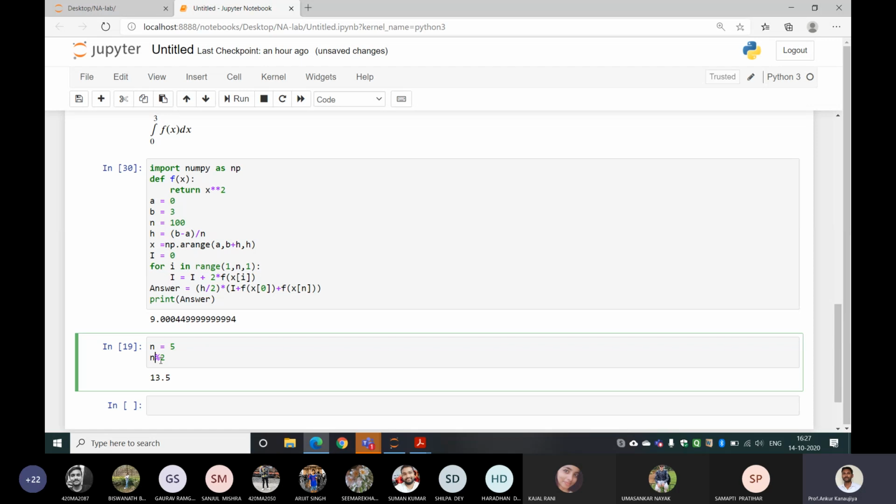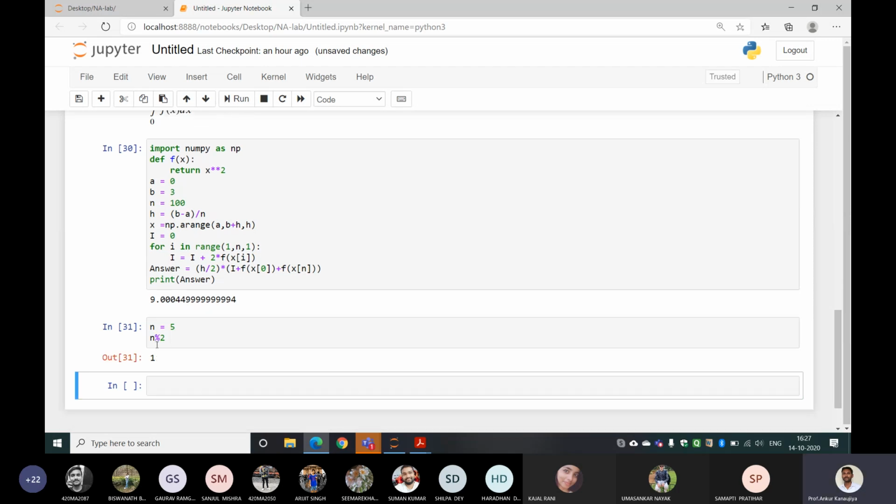So I will calculate n percentage 2. n% 2 will give the remainder. That means if you divide by 2, what is the remainder? Like 2 by 2 is 4. What is the remainder? 1.